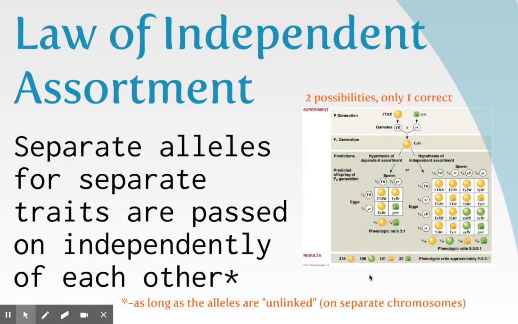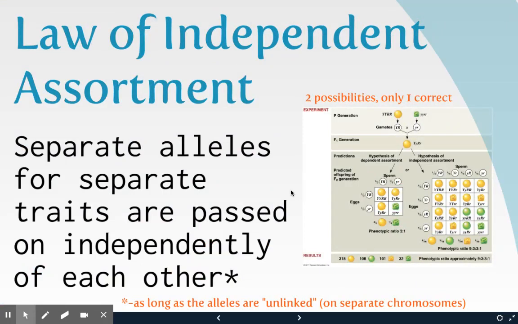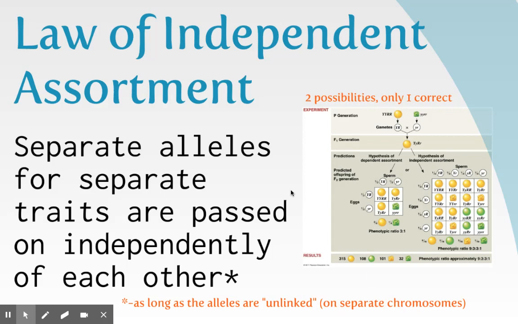The second law he came up with is called the law of independent assortment, and this is where alleles for different traits are passed independently of each other. So this is something like hair color and eye color. Just because you have brown or dark hair does not mean you will also have brown or dark eyes. So those are two different traits, two different alleles, and they will assort independently of each other as long as they're found on different chromosomes.